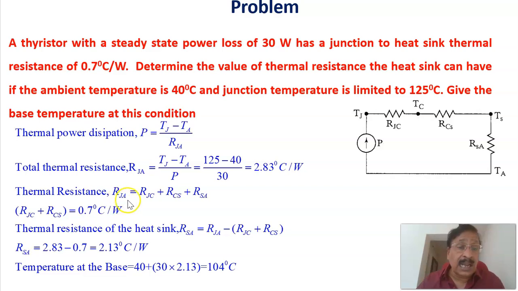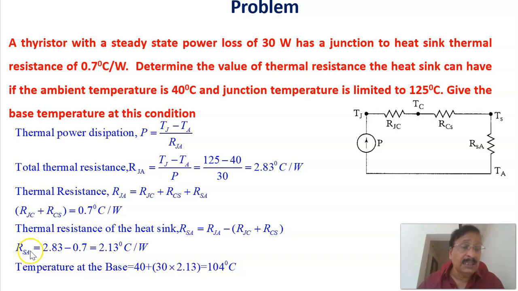For thermal resistance, RJA equals RJC plus RCS plus RSA. Here RJC plus RCS is given as 0.7 degrees centigrade per watt. Therefore, the thermal resistance of the heat sink can be calculated as RJA minus (RJC plus RCS), which is 2.83 degrees centigrade per watt minus 0.7 degrees centigrade per watt, equal to 2.13 degrees centigrade per watt.